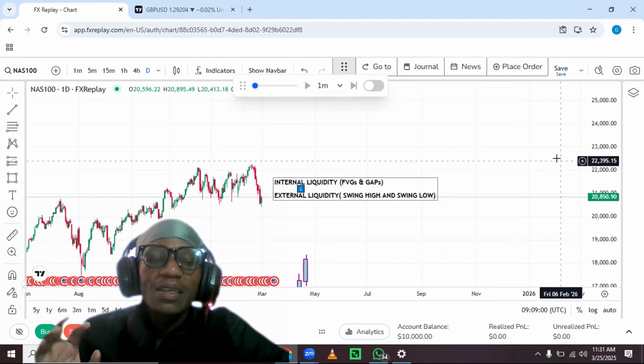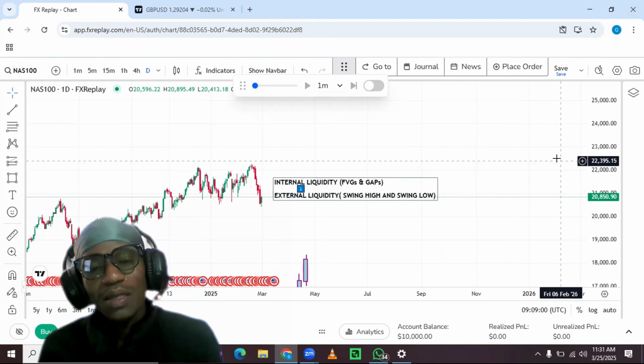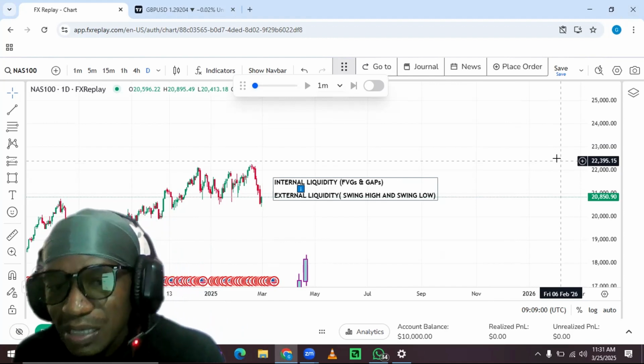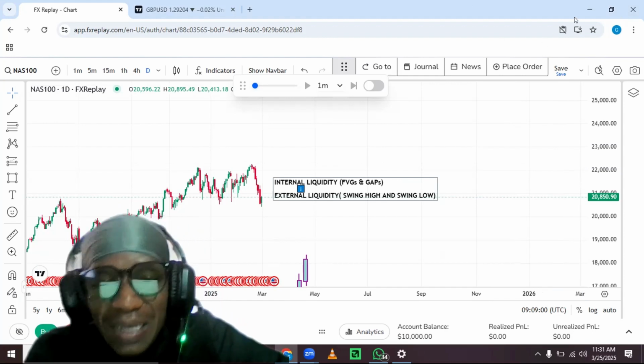First of all, before I get into getting your daily bias for the day, knowing what you're looking to do for the day and all that, we need to understand one thing: price action. We need to understand price action and how the market moves itself. So we all know the market moves from internal liquidity to external liquidity.